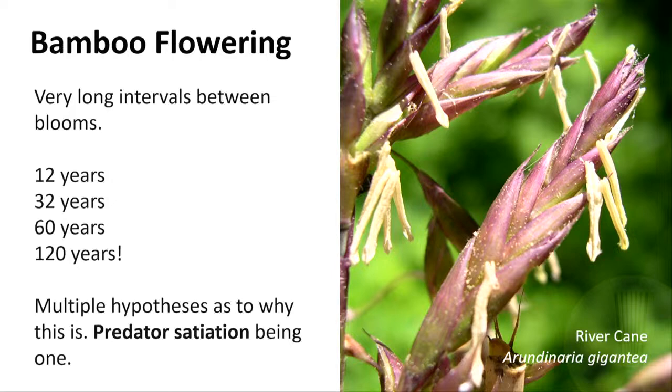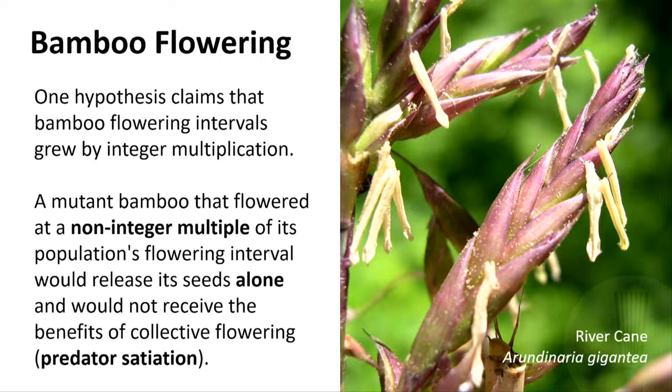vulnerable as a species. So one hypothesis claims that these flowering intervals grew by integer multiplication. So at some point there was a mutant bamboo that flowered at a non-integer multiple of its population's flowering interval and would release its seeds alone and would not receive the benefits of collective flowering for that predator satiation benefit, right?